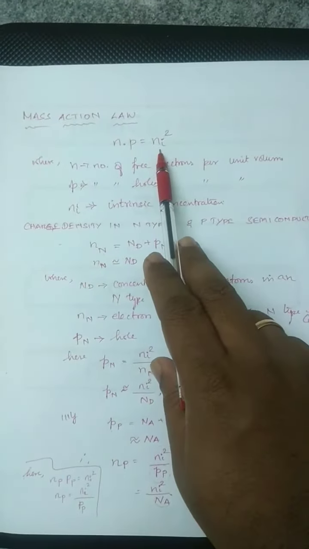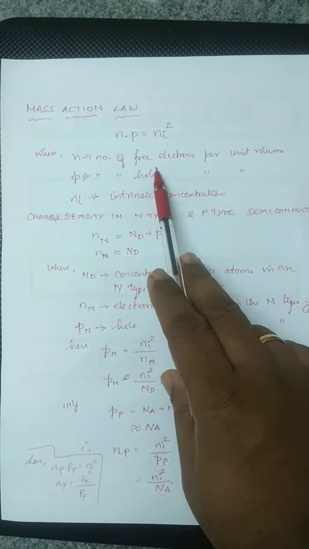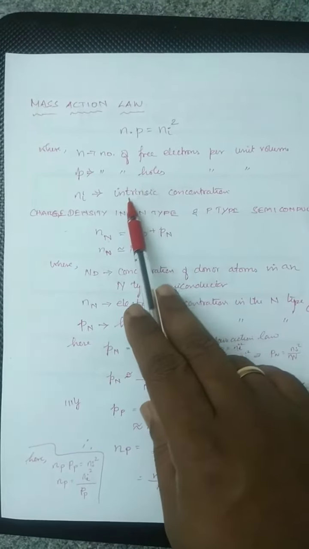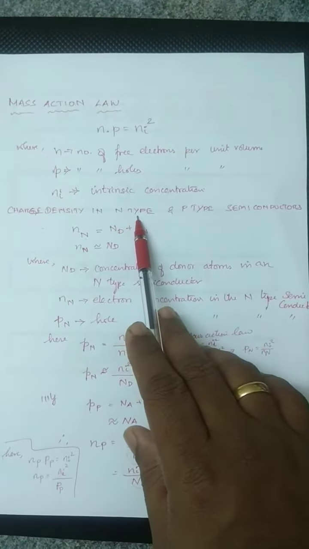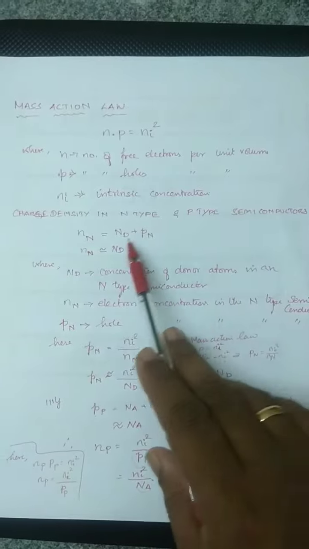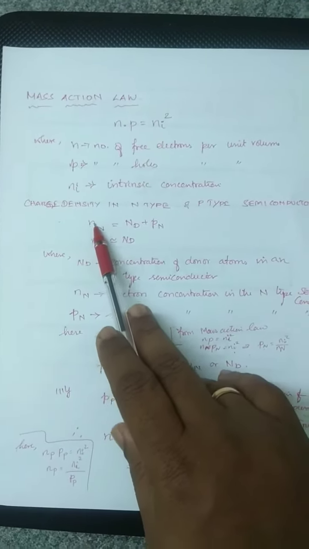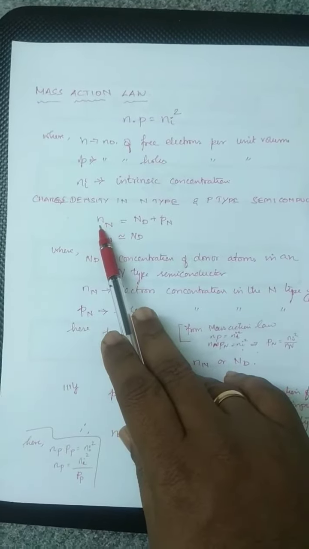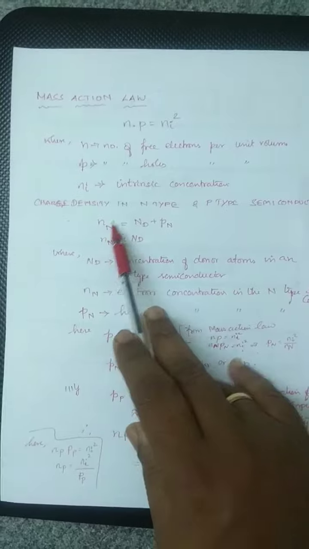The mass action law states that np = ni². That is, the number of free electrons per unit volume times the number of holes per unit volume is equal to the square of the intrinsic concentration. If you want to know the charge density in n-type and p-type semiconductors, this is what we have to follow. The small n determines the electrons or holes; here it is electron. The capital N determines the type of the material, which is n-type or p-type.